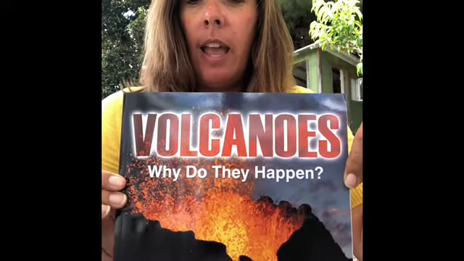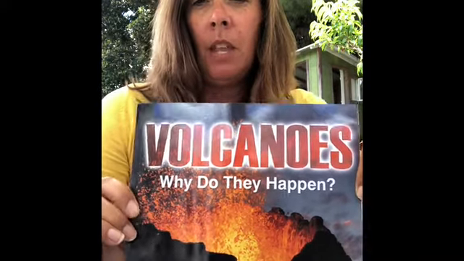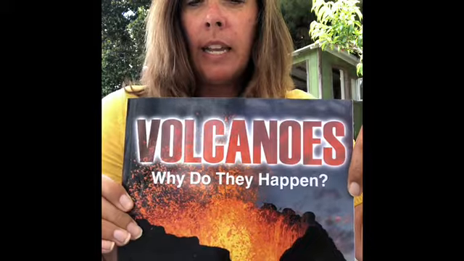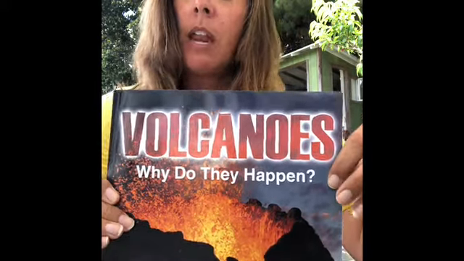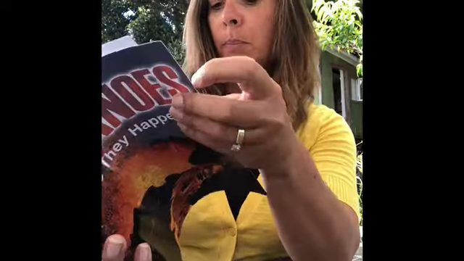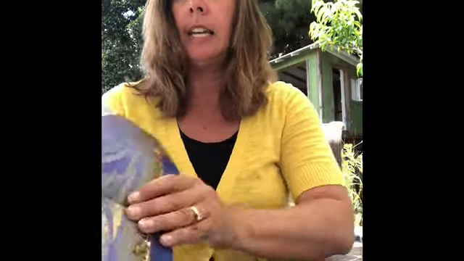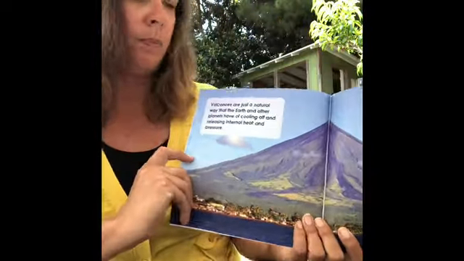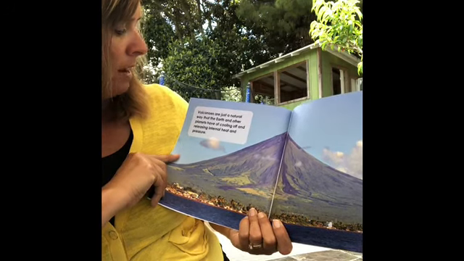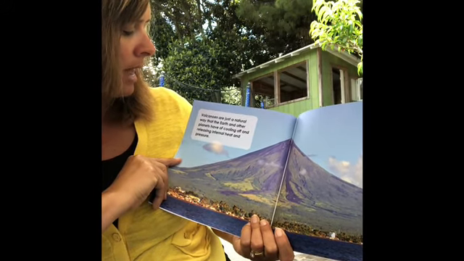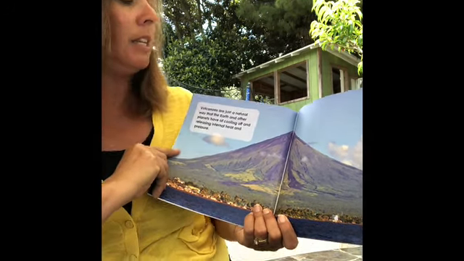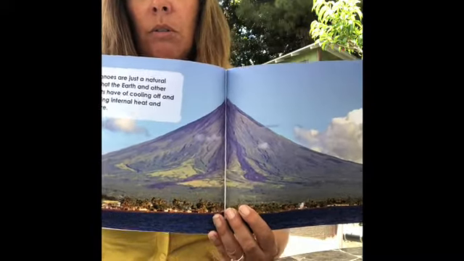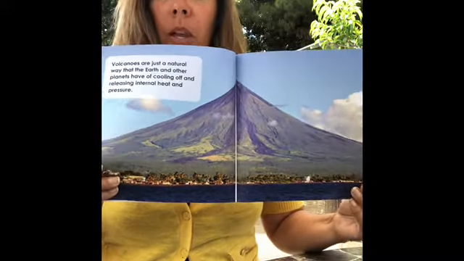For today, we're gonna start by talking about volcanoes and why they happen. And you'll be doing a couple activities this week and some readings and videos on volcanoes. Okay, so I'm going to start off with this book. And basically, volcanoes are just a natural way that the Earth and other planets have of cooling off and releasing internal heat and pressure. So the Earth is not the only planet with volcanoes.